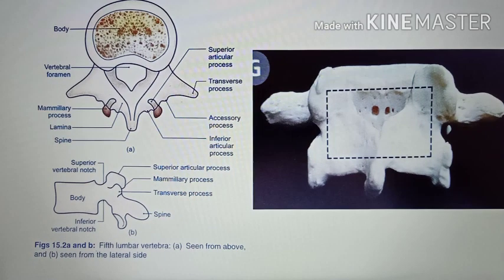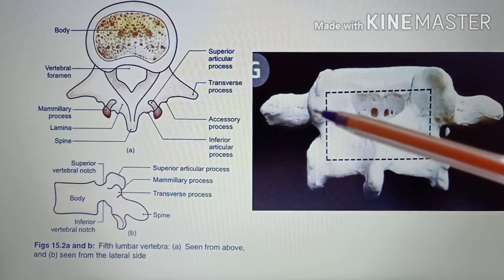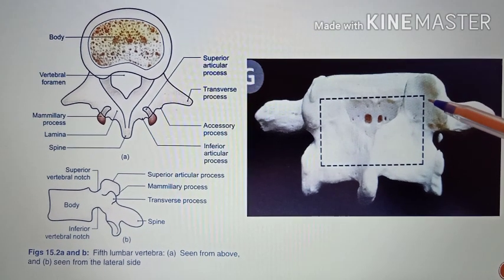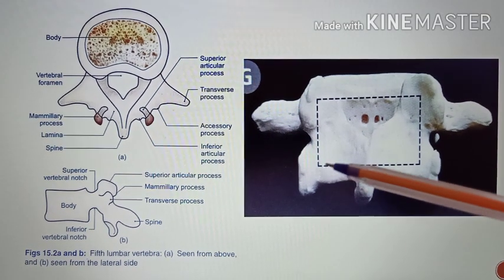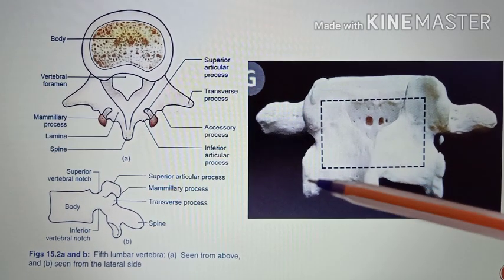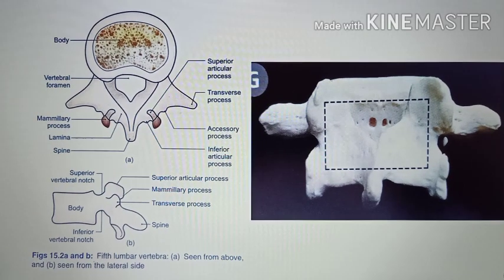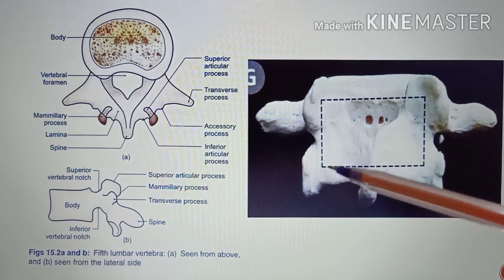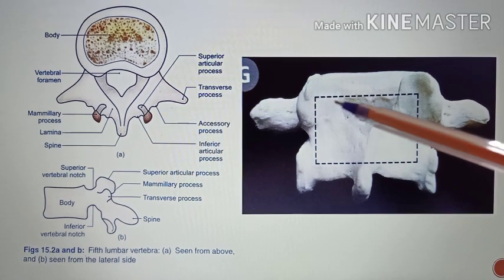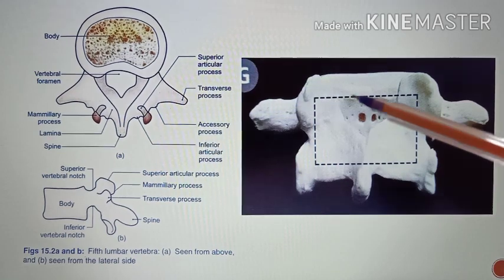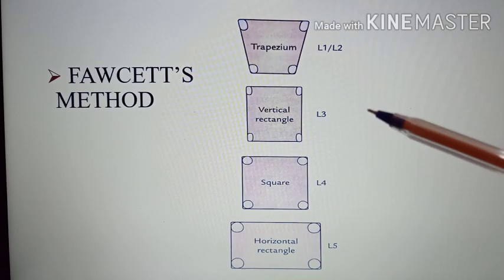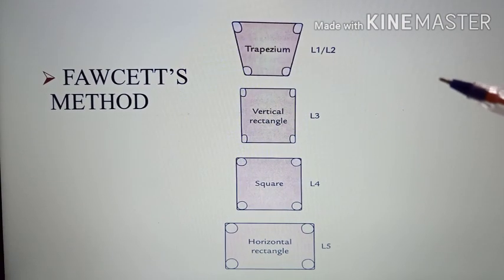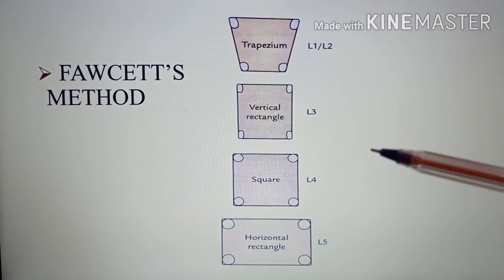Other features are the superior articular facets will look more backwards than medially, then the inferior articular facets will look more forwards. Then the distance between the inferior articular facets is more comparing the superior articular facets. This method is called the Fawcett's method. This method is used to identify the lumbar vertebra.